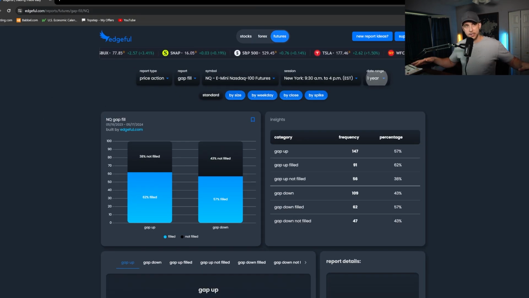EDGEFUL gives you all the data that you need, right? All the data, market context, clarity, everything that you need to know about the market. Now, I don't make trading decisions off this, but it gives me clarity on what happens in the market, okay?